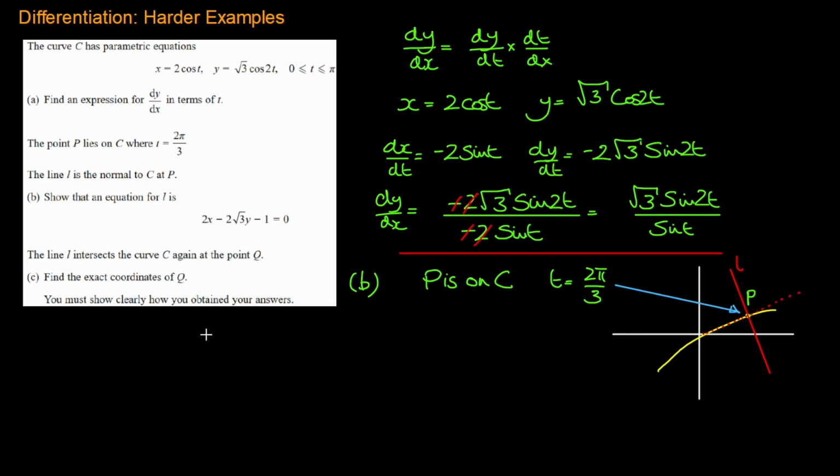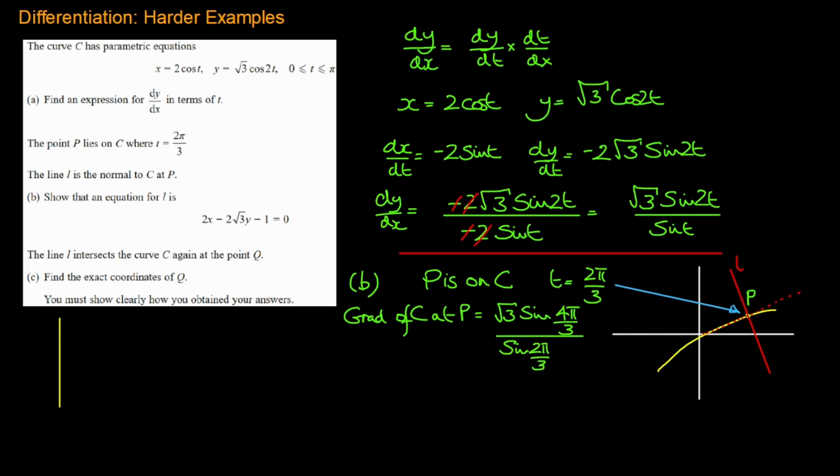How do we get to the line L? Well, we know the gradient at P, so let's first of all get that value, because once we've got that value, we know that the negative reciprocal of that value of gradient will give us line L. So gradient of C at P is equal to root 3 sin 4 pi by 3 divided by sin 2 pi by 3.